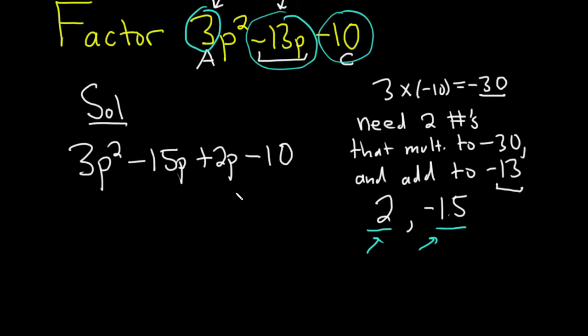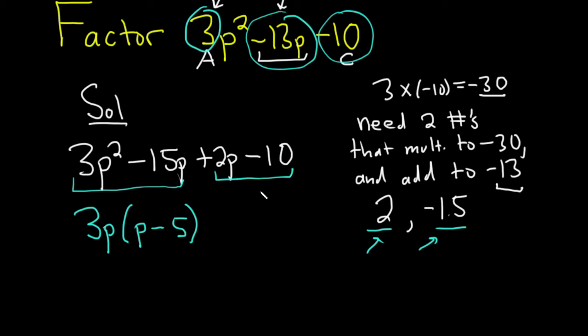Okay, let's keep going. So now we can pull out a common factor from here. That will be 3p, parentheses. And then let's see, what's missing to get 3p squared? So p, because 3p times p is 3p squared. And then here, 3p times negative 5 is going to give us negative 15p. Over here, we can pull out a 2 from these terms. So plus 2, parentheses, and here we have p minus 5. And we can check that. 2 times p is 2p, 2 times negative 5 is negative 10.